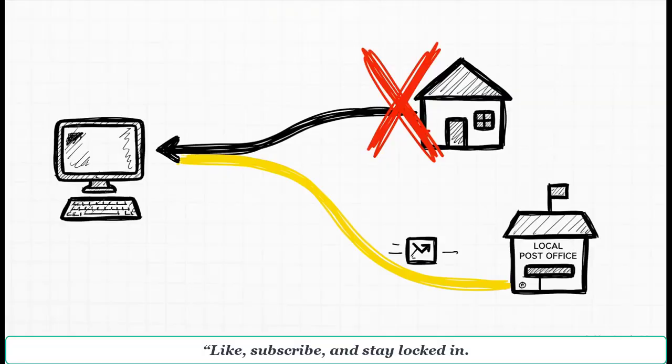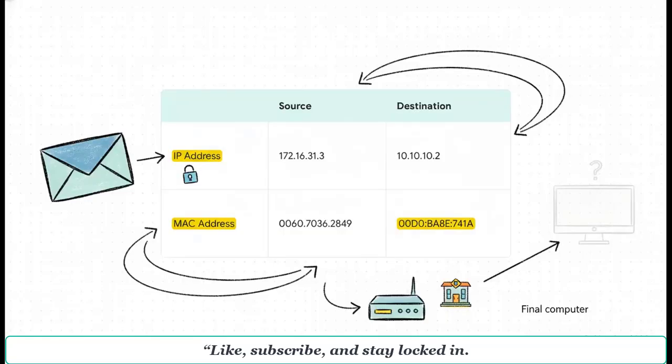Now, our computer is smart. It takes one look at that destination IP address and immediately knows, hey, that address isn't on my street. It knows it can't deliver the packet directly, so what does it do? It sends it to its default gateway, which you can think of as the local post office for the network. In other words, the router. And right here is where you see this beautiful system in action. The destination IP address is still our final goal, 10.10.10.2. That's not going to change.